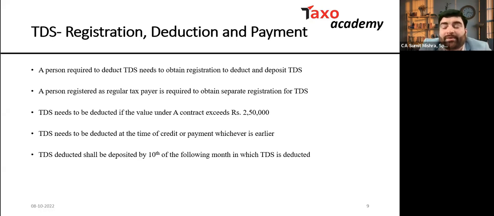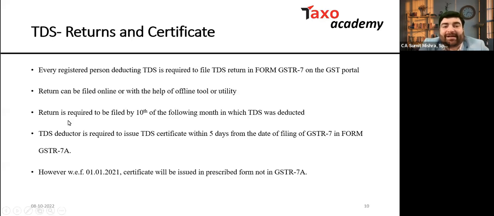If I am not depositing the same, I am not filing it in my return, then the supplier will not be able to take the credit. So just take care of this thing. These are the time-bound activities you have to follow. Moving ahead, TDS returns and certificate.